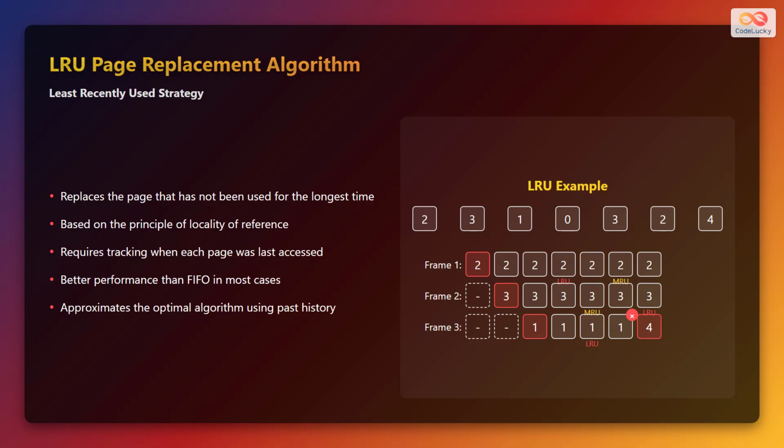The next reference is page 4, which results in a page fault. Now, between pages 0, 3, and 2, the least recently used page is page 3. So page 3 is replaced with page 4.